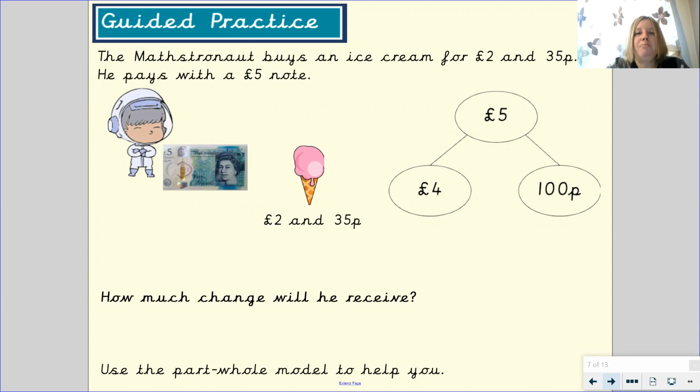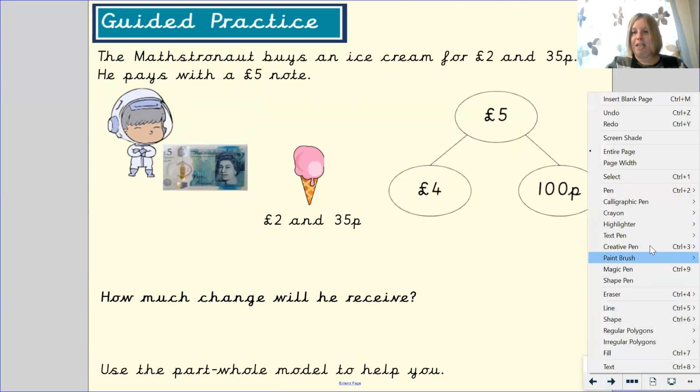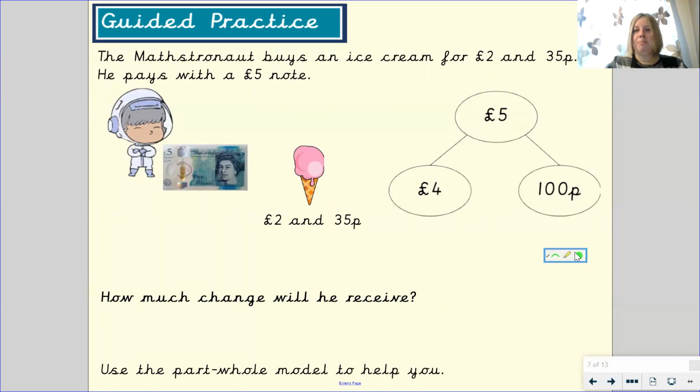Let's read our next problem. The astronaut buys an ice cream for £2.35. He pays with a £5 note. How much change will he receive? Use the part-whole model to help you. So let's highlight the important information in our problem so that we know what we've got to do. So the astronaut buys an ice cream for £2.35.